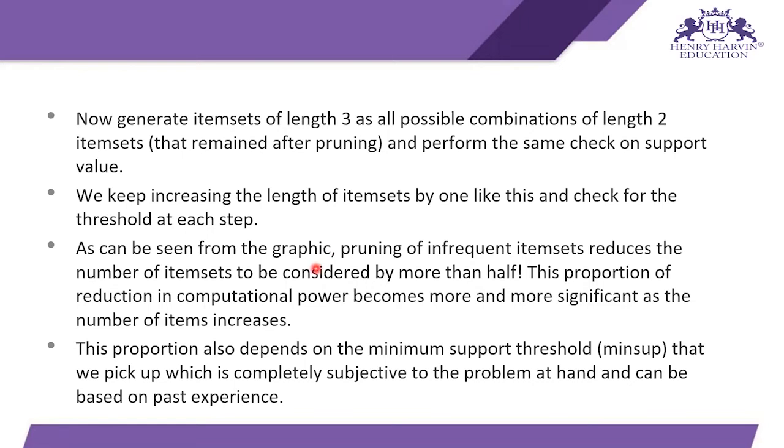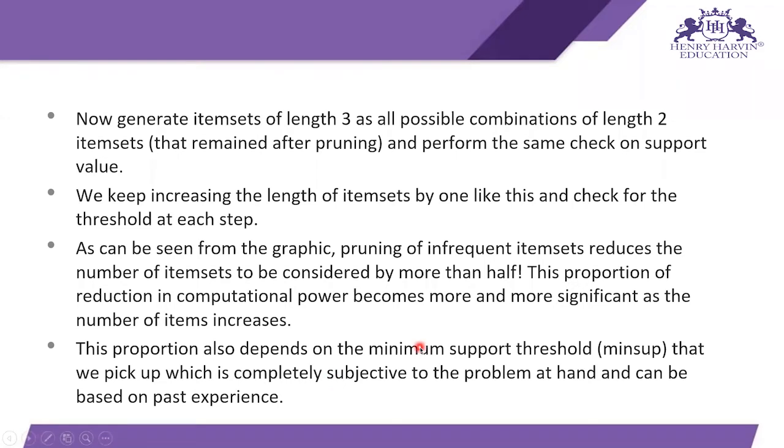As can be seen from the graphic, pruning of infrequent items reduces the number of items to be considered by more than half. This proportion of reduction in computational power becomes more and more significant as the number of items increases. This proportion also depends on the minimum support threshold that we pick, which is completely subjective to the problem at hand and can be based on past experience.